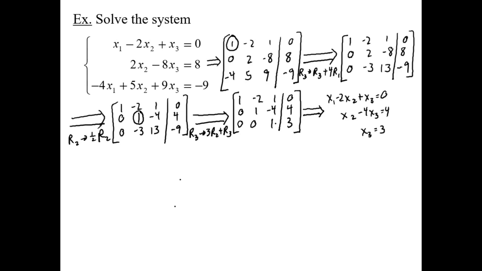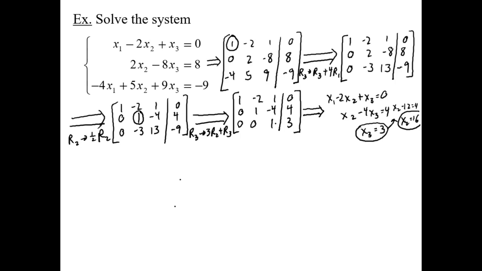Remember my goal. My goal here is find x1, find x2, find x3. Oh, here's my x3. And notice it's kind of nice. Once I know x3, I can plug that in here. x2 minus 12 equals 4. So it looks like x2 is equal to 16.